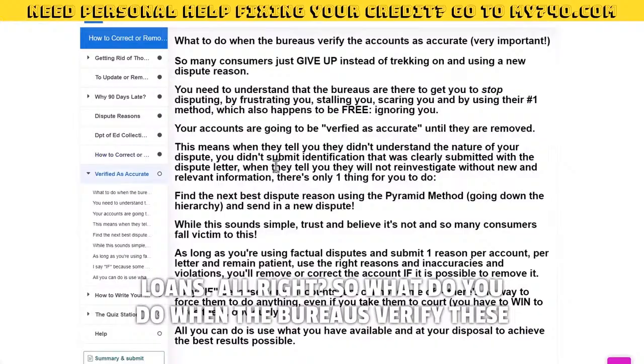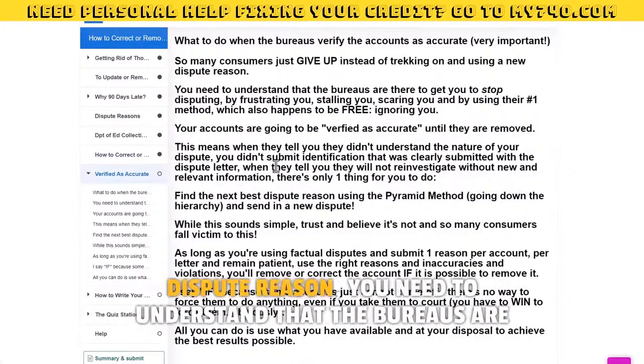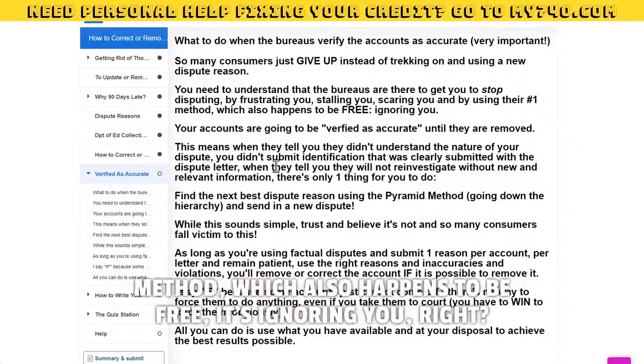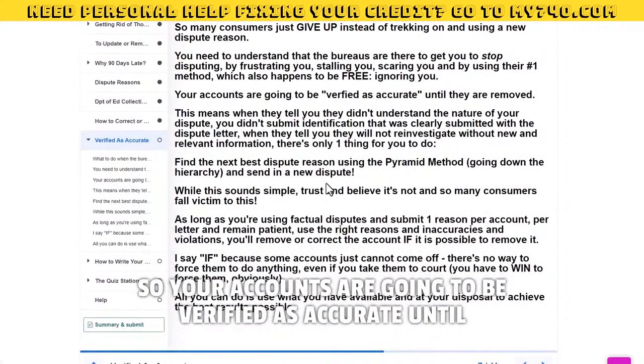What do you do when the bureaus verify these accounts as accurate? Many consumers give up instead of using a new dispute reason. You need to understand that the bureaus are there to get you to stop disputing by frustrating, stalling, scaring you, and by using their number 1 method, which also happens to be free. It's ignoring you, right? So your accounts are going to be verified as accurate until they're removed.